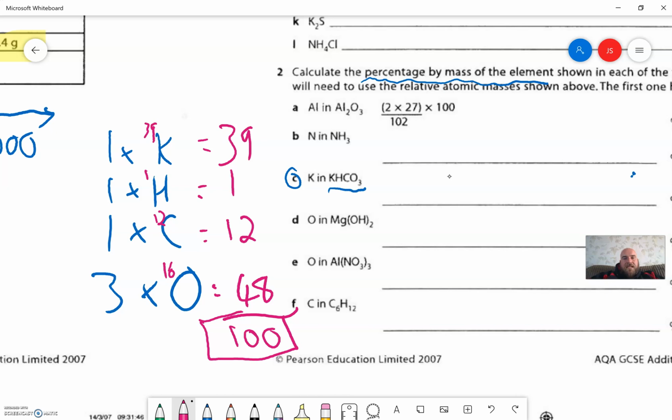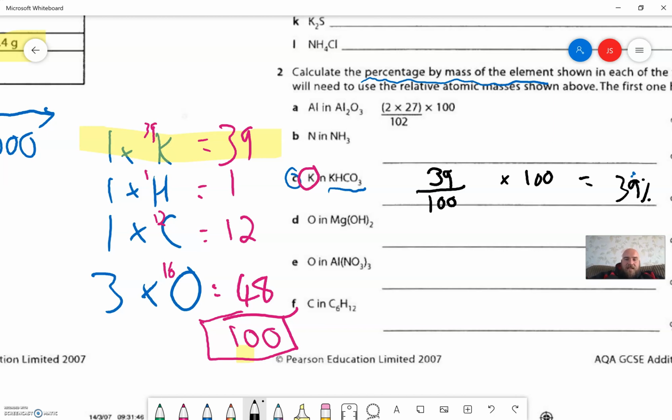Think of it as like a pizza or a pie or a cake. The whole cake, pie or pizza weighs 100. We're asked to work out what percentage of that is potassium. So find potassium in your calculations here. It's just there. Of that 100, how much was from potassium? Well, it says 39 there. So the calculation would be 39 divided by 100 and then times it by 100 to get it into a percentage. So it's 39 divided by 100, which equals 39%. Just work through all of those to do that.